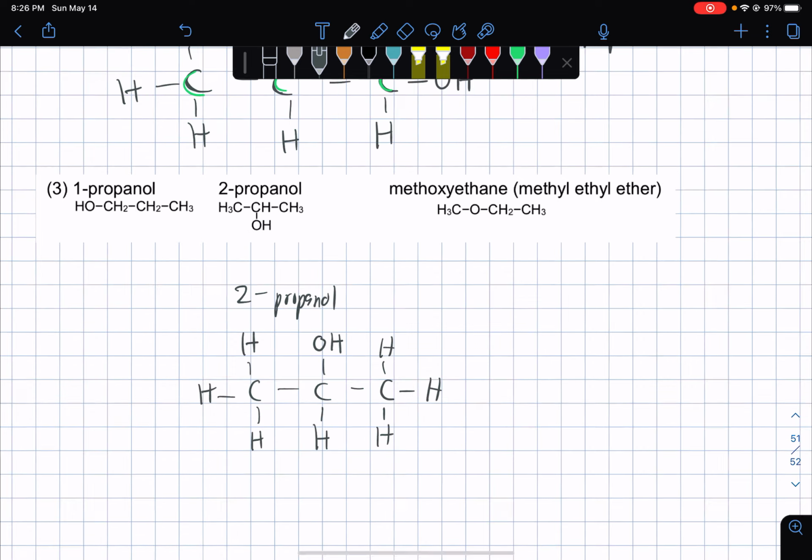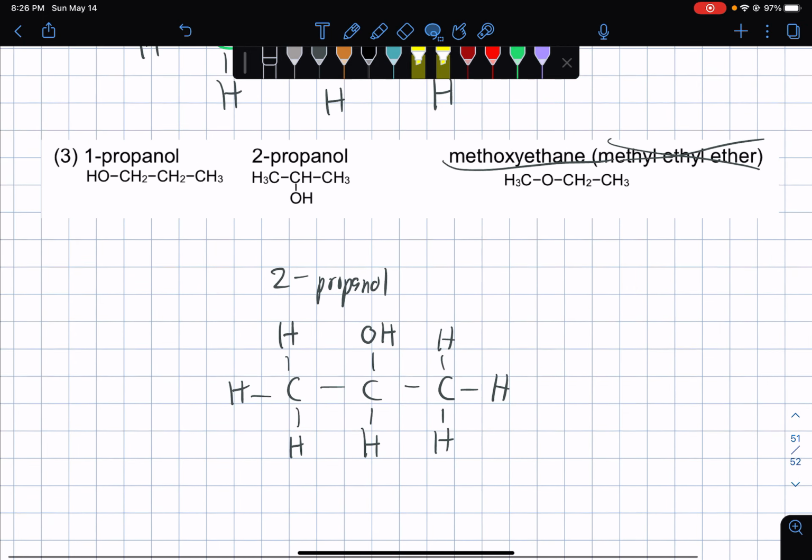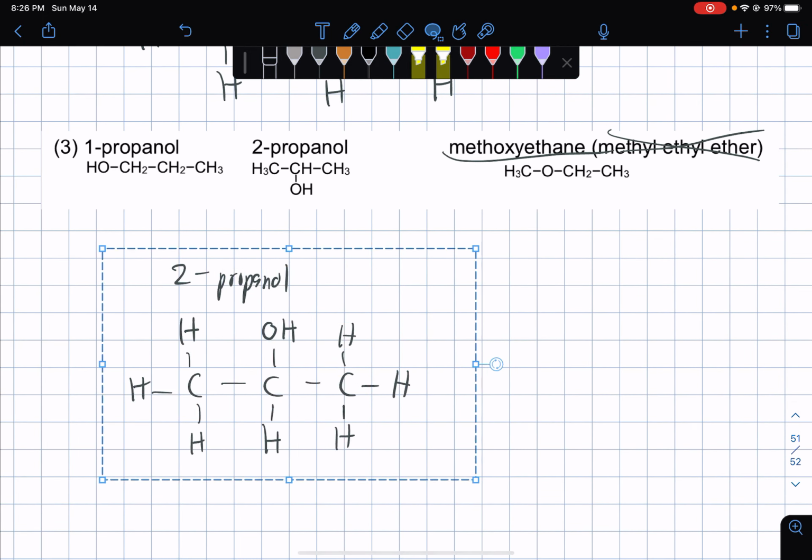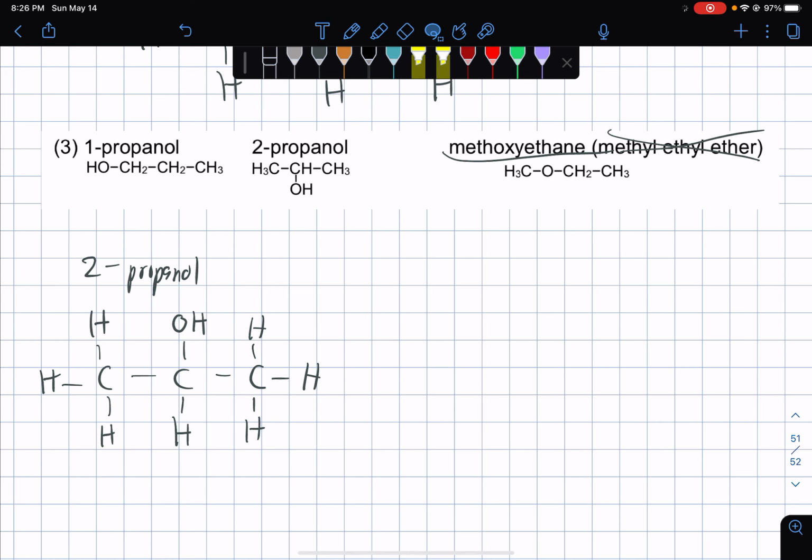For the third possibility, methoxyethane, something associated with ether. I don't advise you to write it this way. I advise you to write the IUPAC version of an organic compound, because I'm telling you right now, your teacher might not appreciate it. It might be a deduction. So, methoxyethane.